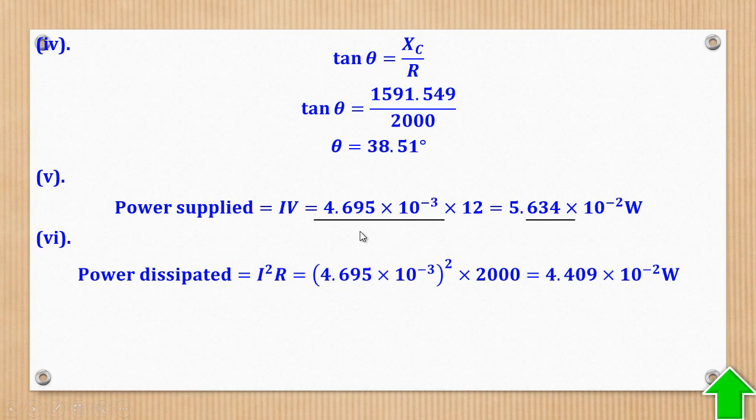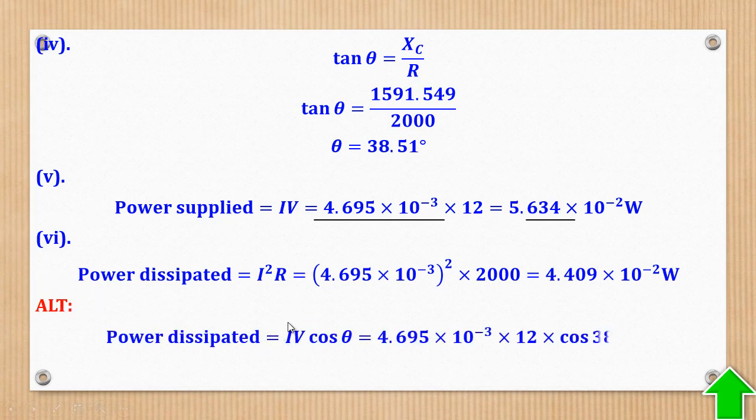So note the difference. You can get power dissipated using the RMS value, or you can also get power dissipated using the peak value. We saw all those scenarios in the previous video. Alternatively, power dissipated can be IV cos theta, where I come up with this, where theta is the phase angle.